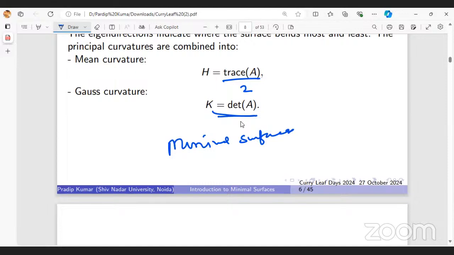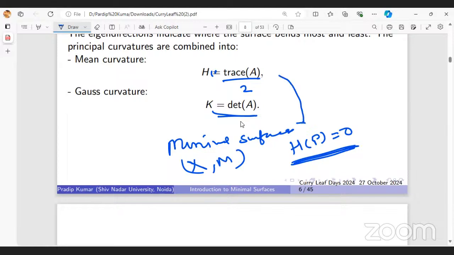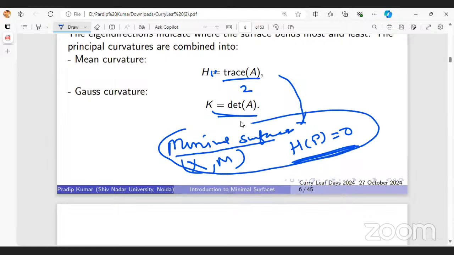Minimal surfaces are those pairs X comma M such that for all p, H is 0. H you can define for p, for all p. This A was defined for p. Mean curvature is 0. So this is the mathematical condition for the minimal surface. A minimal surface is the pair X comma M. Remember here, X may not be an embedding, X is an immersion.